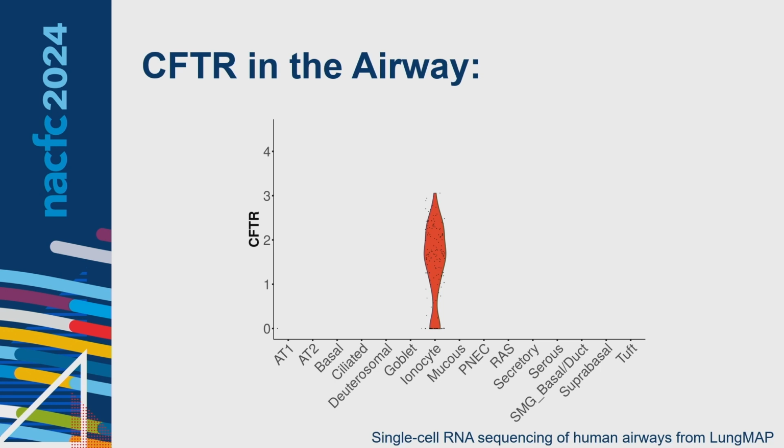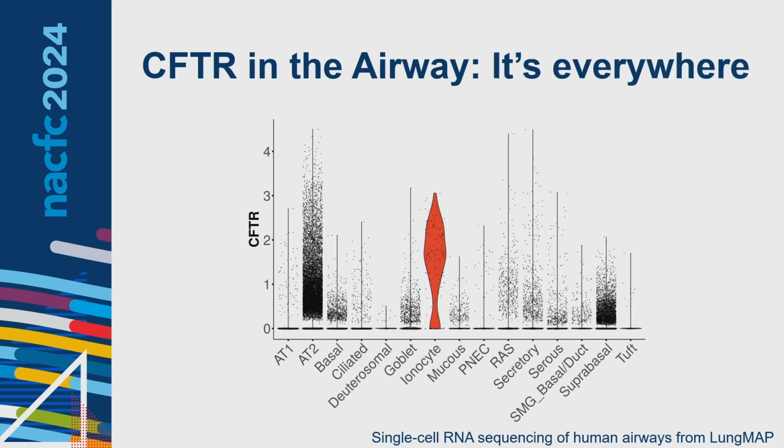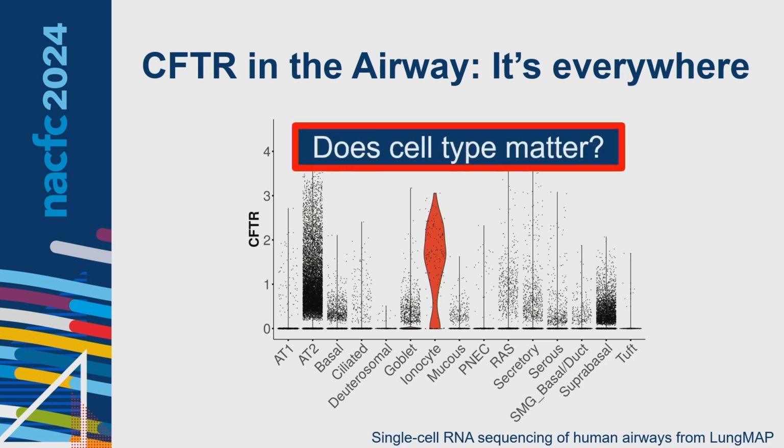So on average, it's got a lot of transcripts. If you look across the other cell types of the airway, you can notice that on average, these numbers are very, very small. But if you start looking at the single cell level, some cells express just as much CFTR, and some express even more than the mean of ionocytes. And so this brings up the question, does cell type matter? And I think some of the talks today will start suggesting that it does.